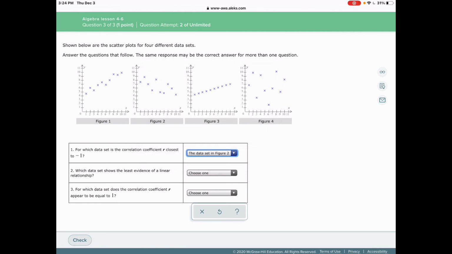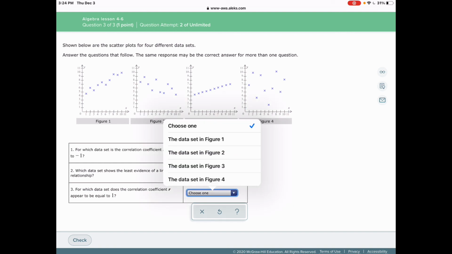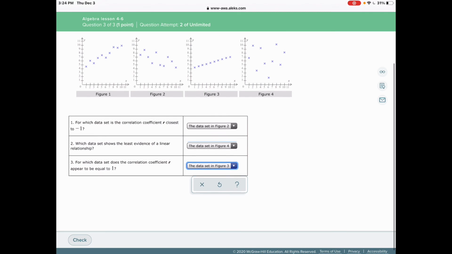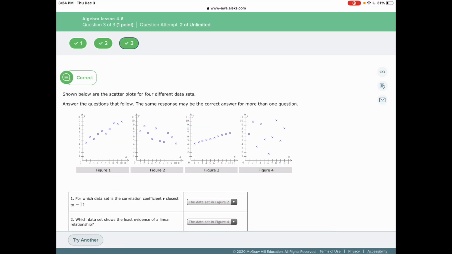Number 2 says which data set shows the least evidence of a linear relationship? Well, that's definitely 4. So random. And number 3 says for which data set does the correlation coefficient R appear to be equal to 1? That has to be figure 3 because they're very close to being in a line just the way they are. So that's how we reason through those. All right, go to Alex and work those 3 problems for yourself.